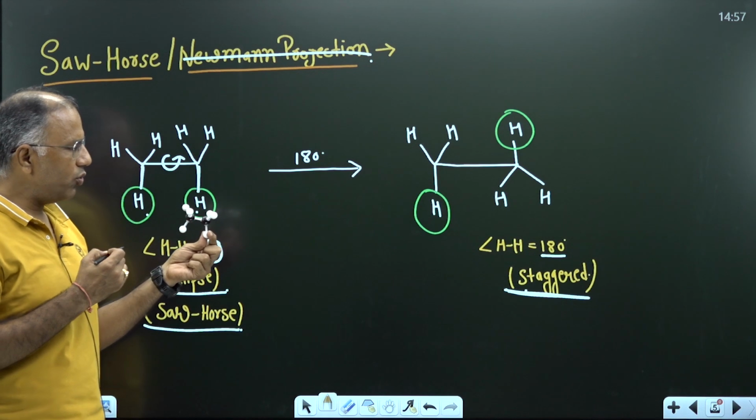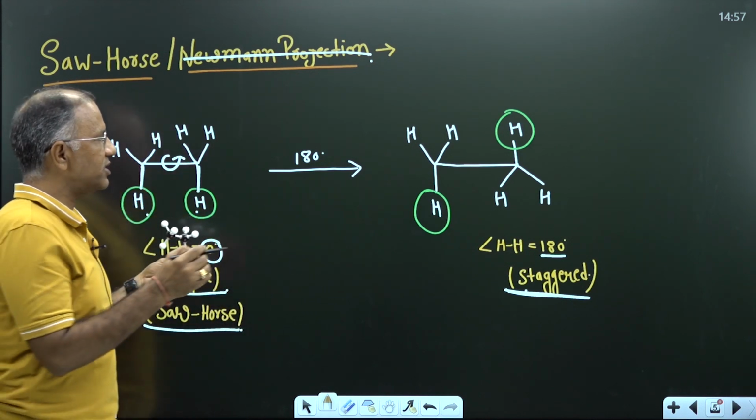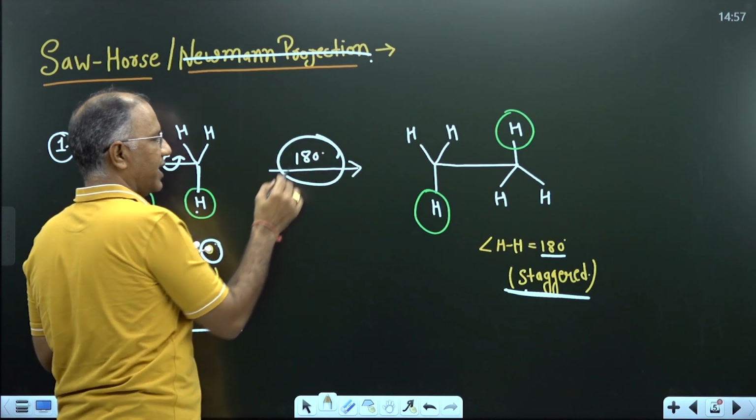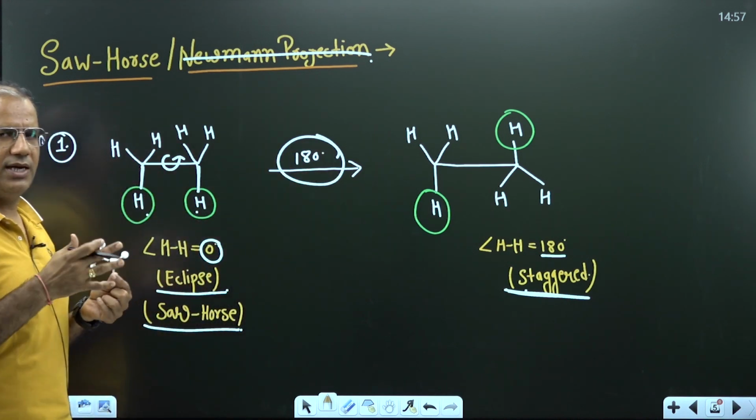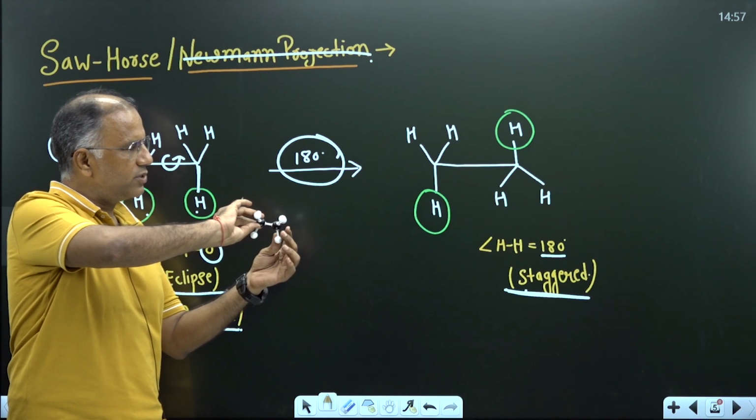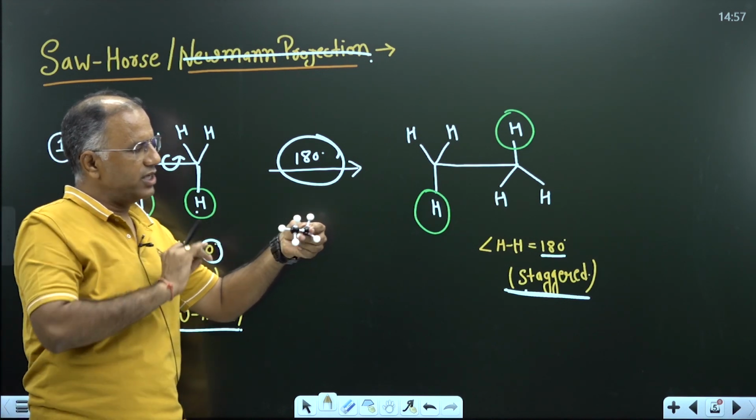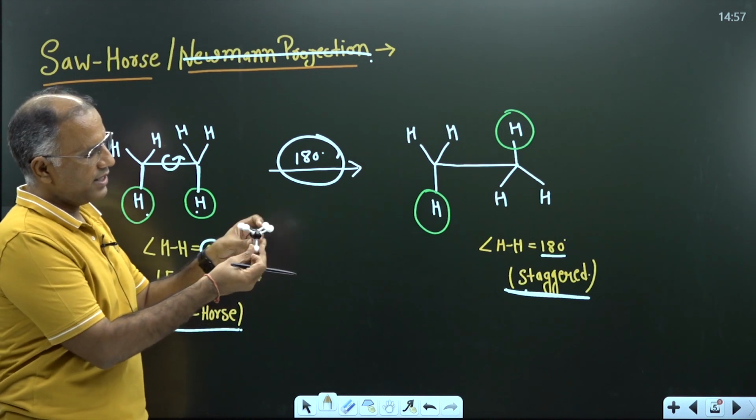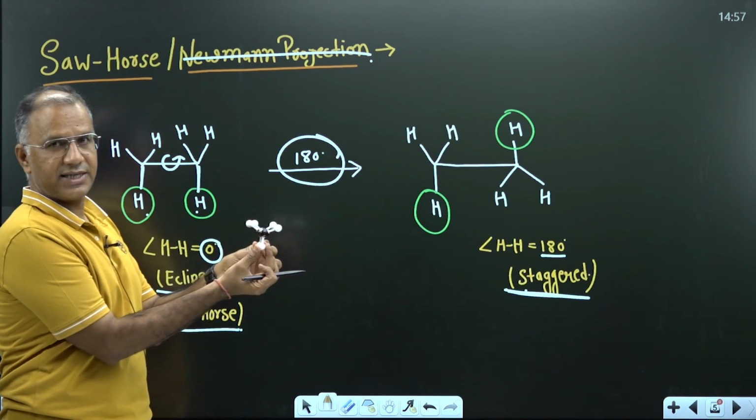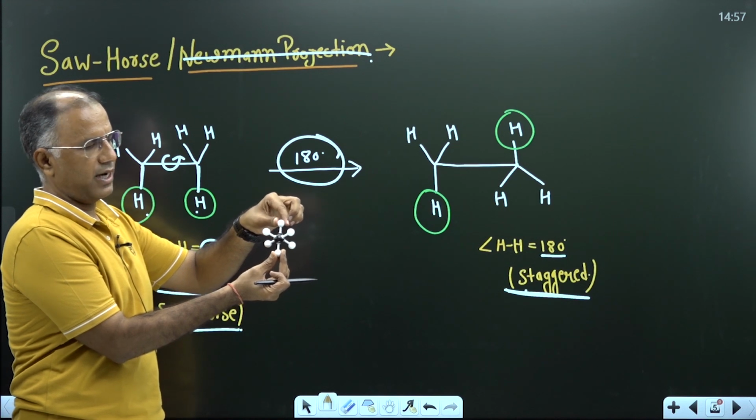Now, in order to form a staggered conformer, what should be the rotation? The rotation must be 180 degrees. Either it can be clockwise or anti-clockwise, it doesn't matter. So, I will rotate this bond by 180 degrees. As you can see, initially it was eclipsed, the hydrogens are parallel. If I rotate this bond, now it is staggered.